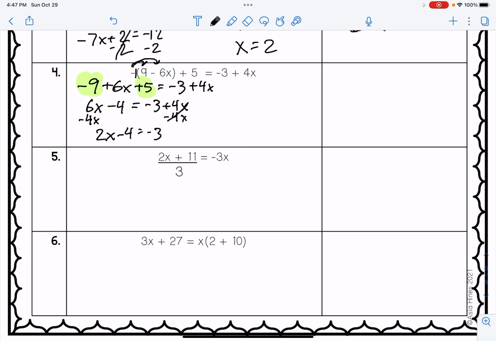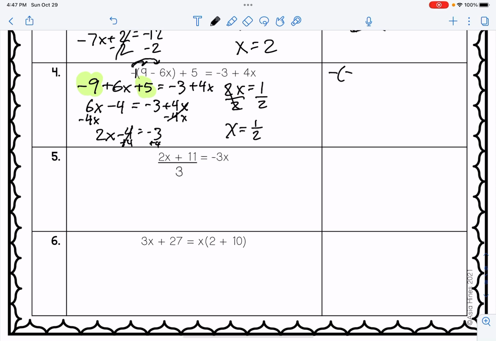Just double check here, make sure I'm not making any mistakes. Nope, we should be good. Okay, I'm going to add 4. 2x is equal to 1. And divide by 2, divide by 2. X is 1/2. And let's check it.